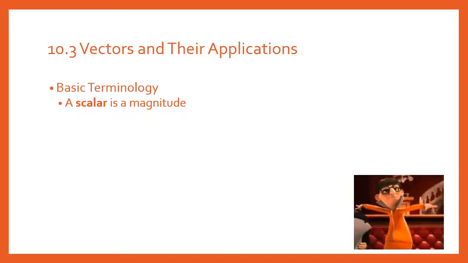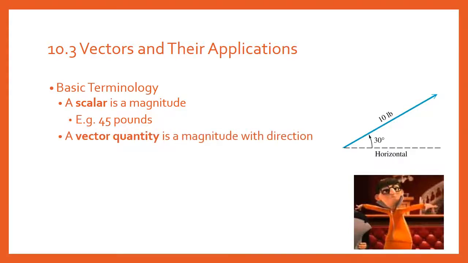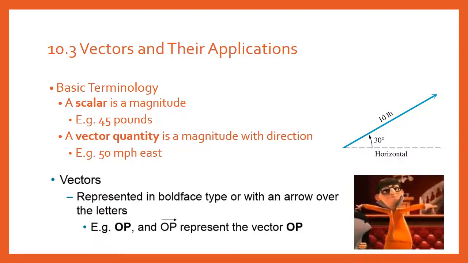So, a few basic terms. First of all, a scalar refers to a magnitude. For example, 45 pounds would be a scalar. A vector quantity is a magnitude with direction. In other words, you have an amount and it's going in a particular direction. For example, 50 miles per hour east. So you add the direction onto it.